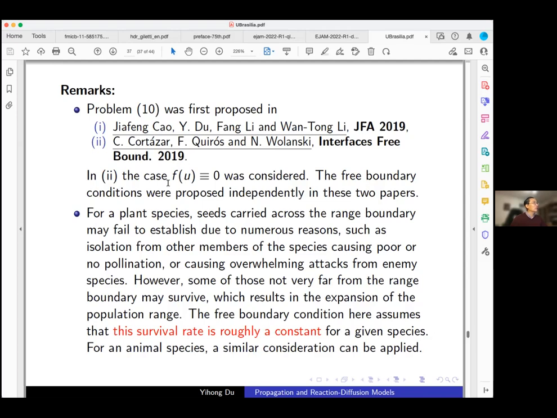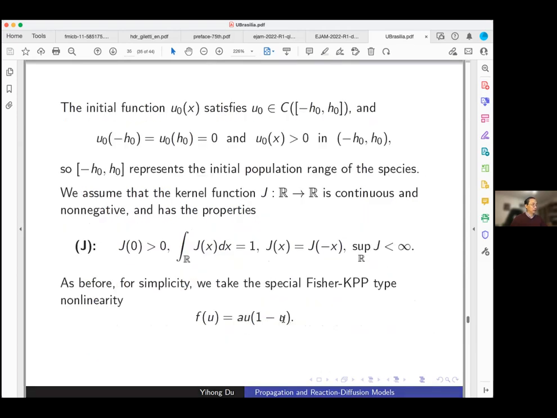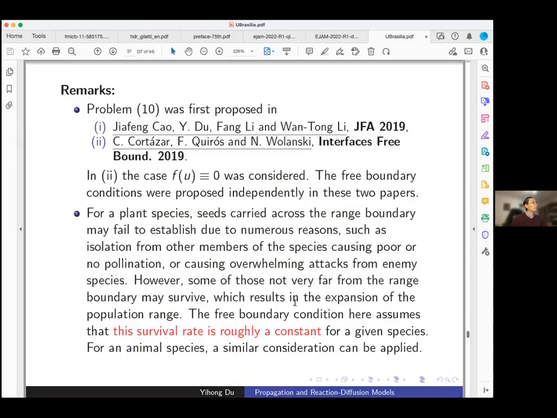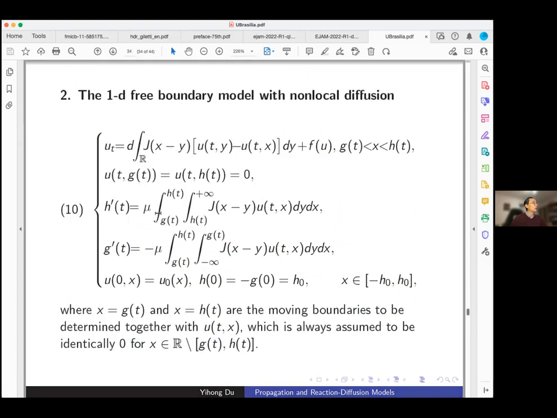But they consider the case F is identical to 0. And we focused on the case F is this Fisher nonlinearity. So therefore, the long-term dynamics of these two cases are very, very different. But we independently used the same kind of free boundary equations.